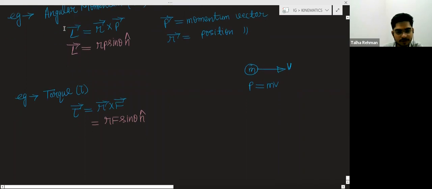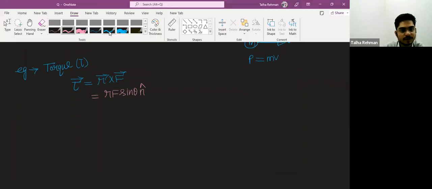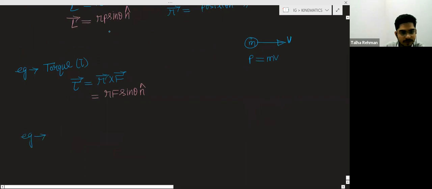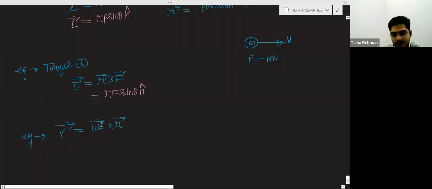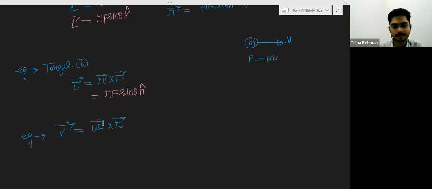There is one more example here. There is a relation between the angular velocity and the linear velocity. The linear velocity vector is equal to angular velocity into r vector. I have told you what is angular velocity: angular velocity is equal to angular displacement divided by time.